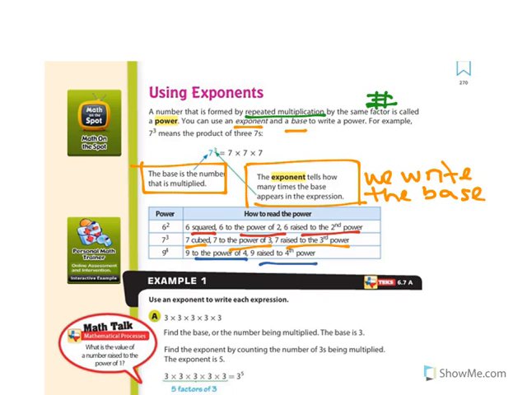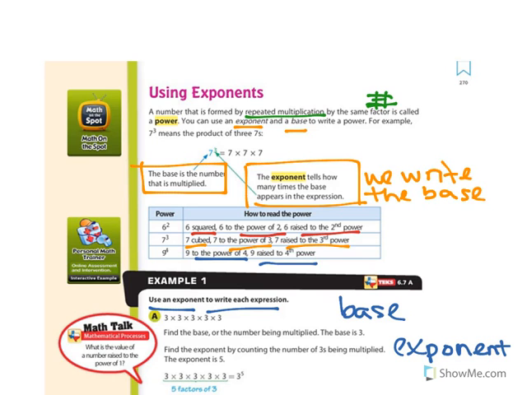So in this next example, they give us a nice long problem: 3 times 3 times 3 times 3 times 3. They want us to use an exponent to write each expression. So they want us to take that long expression and condense it into a base and an exponent.